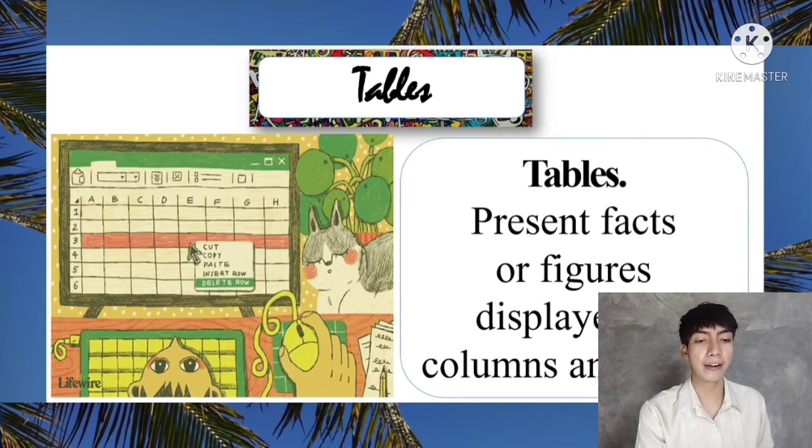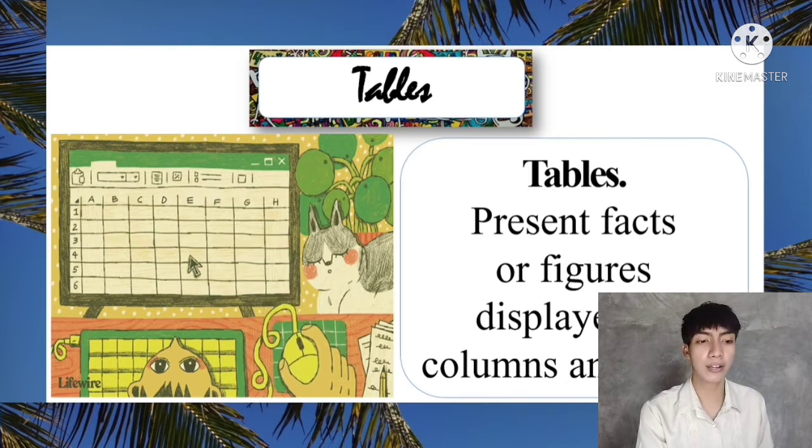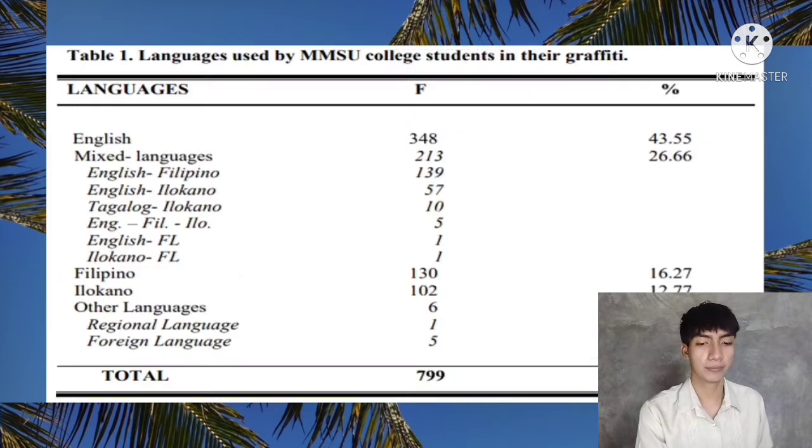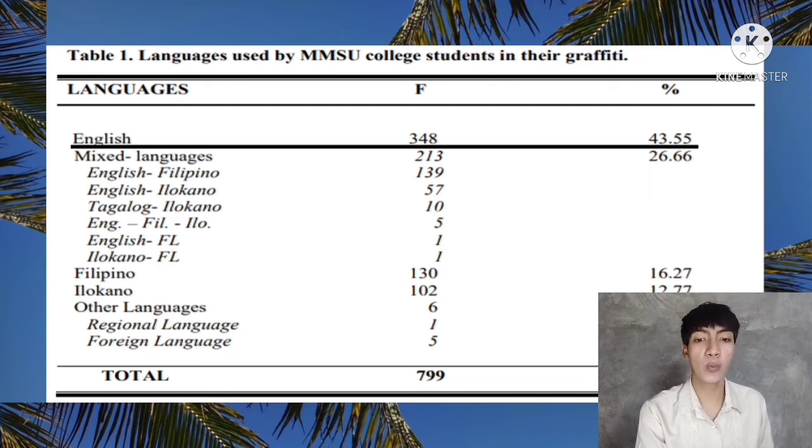Tables consist of facts and figures arranged in columns and rows for quick reference. For example, by looking at the table lifted from my undergraduate thesis, we can immediately identify that English was the common language used by MMSU students in their graffiti.